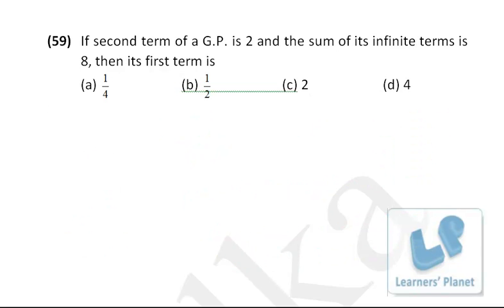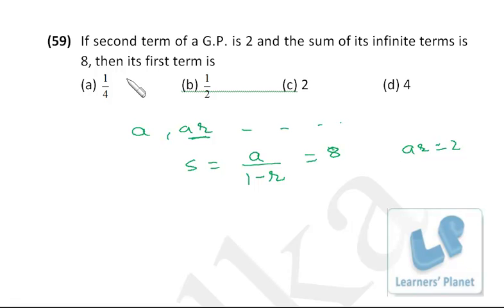If the second term of a GP is 2 and the sum of its infinite terms is 8, then its first term is... Now the sum of infinite terms is possible only when the absolute value of the ratio is less than 1. I suppose the GP to be A, AR, AR square and so on. Now the sum of an infinite GP is A upon 1 minus R, right? So the sum of its infinite terms is given to us as 8. And the second term is AR, that is 2.